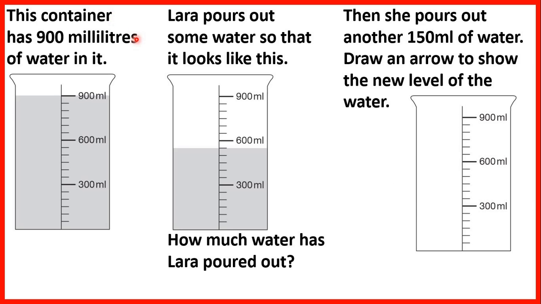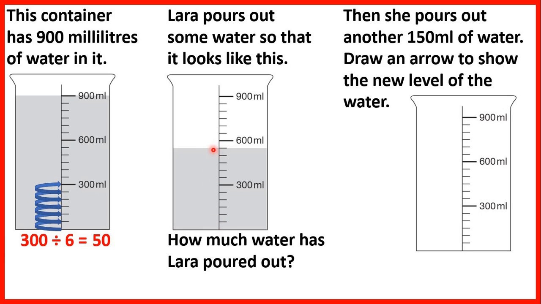This container has 900 millilitres of water in it. Lara pours out some water so that it looks like this. How much water has Lara poured out? Well, first of all, we need to find out what each of these little lines represent. So, to get from 0 to 300, we have 1, 2, 3, 4, 5, 6 lines. So if we work out 300 divided by 6, that will tell us what each line represents. 300 divided by 6 is 50, so each of these lines stands for 50.